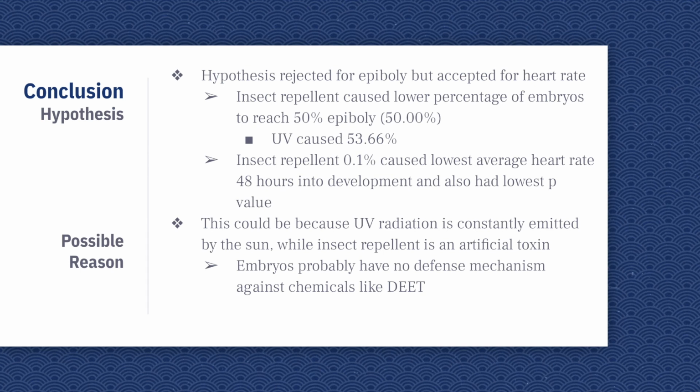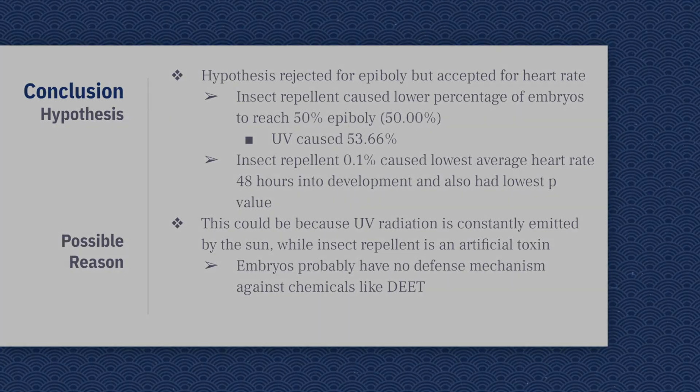50% epiboly. It was also hypothesized that insect repellent would decrease heart rate more than UV radiation because it has been suggested that insecticides result in bradycardia of zebrafish. This part of the hypothesis is accepted because 0.1% insect repellent resulted in the lowest average heart rates of embryos and the lowest p-value when compared to the negative control, meaning these data are the most statistically significant. This could be because UV radiation is constantly emitted by the sun, while insect repellent is an artificial toxin. The embryos might not have any defense mechanism against chemicals like DEET.